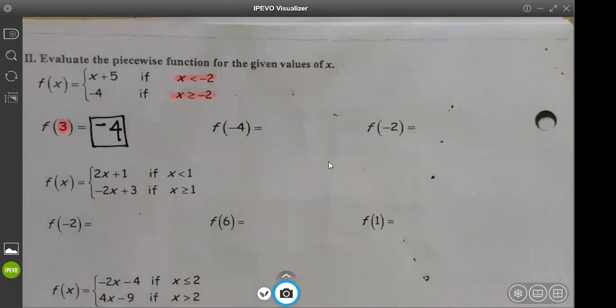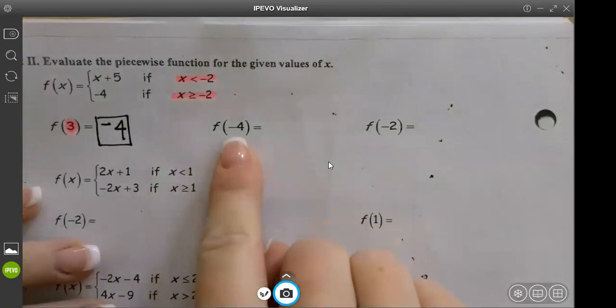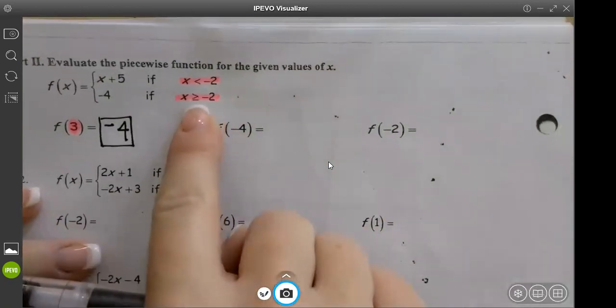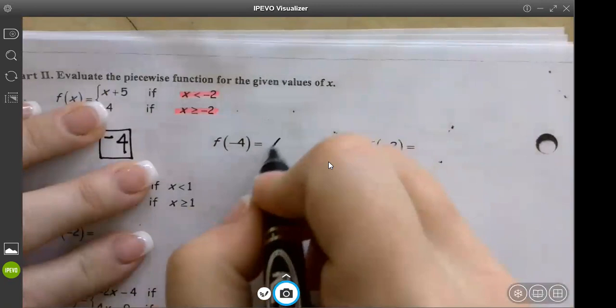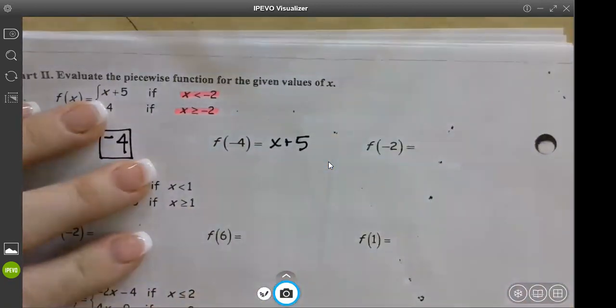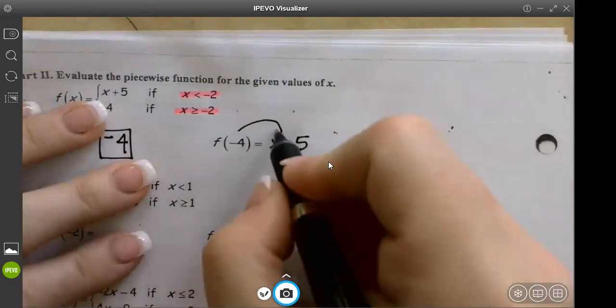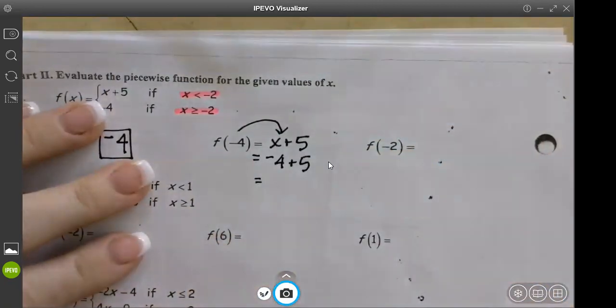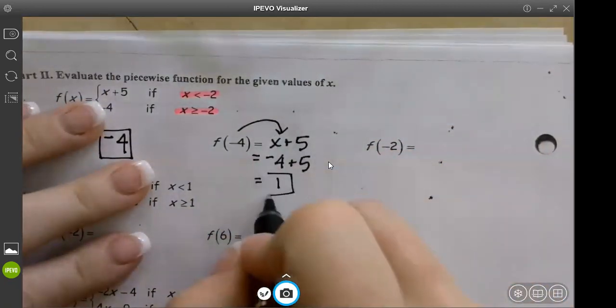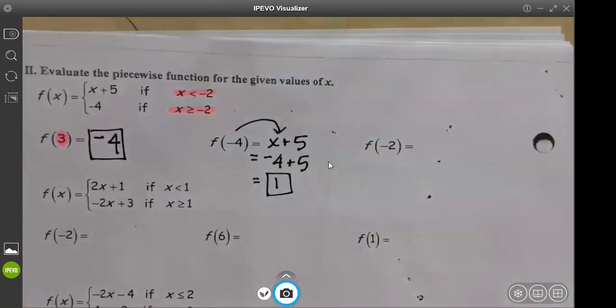So this is a weird one, but the rest are all basically the same. So look at -4. Is -4 less than -2, or is it greater than or equal to -2? It's less than. So we use the first function, x plus 5. When we have an x, we want to plug that -4 in. What is 5 plus -4? 1. So figure out the function, plug in. If the function is a singular number, there's nothing you can do. You just write it down. You will have that on your test, that singular number.